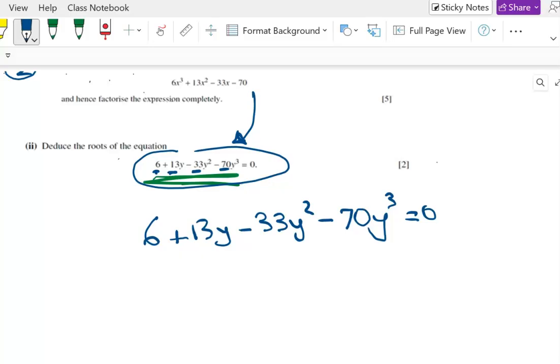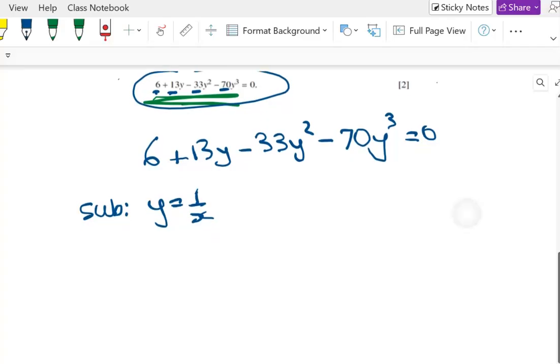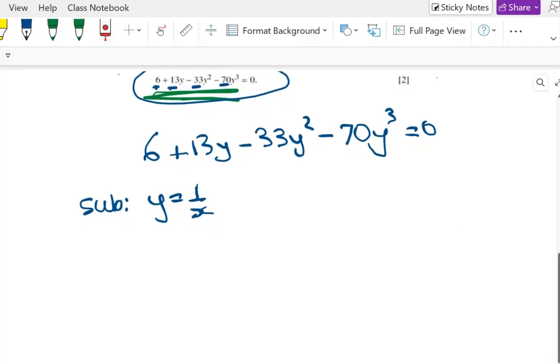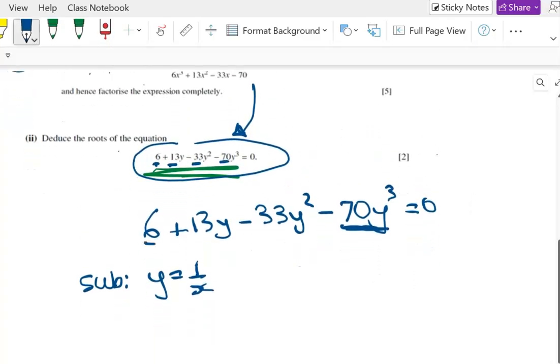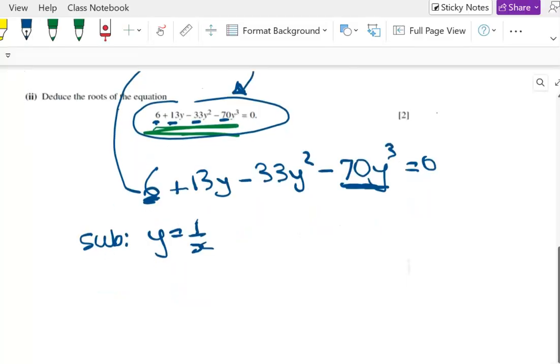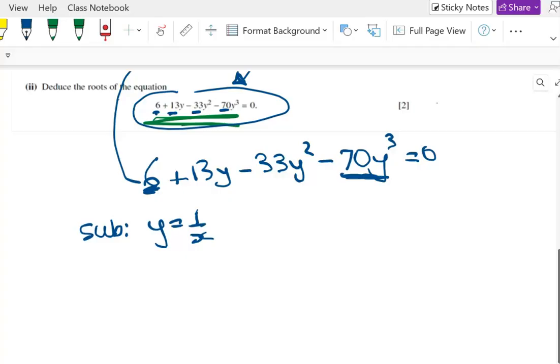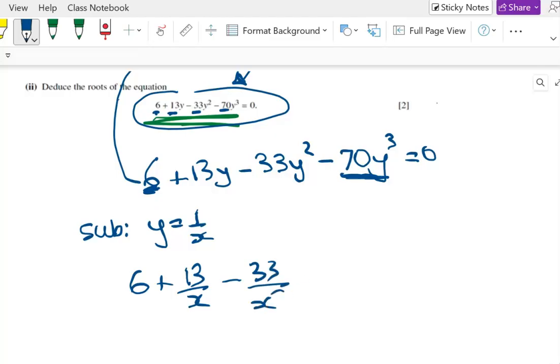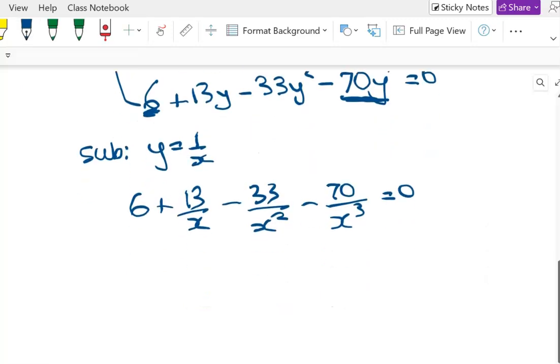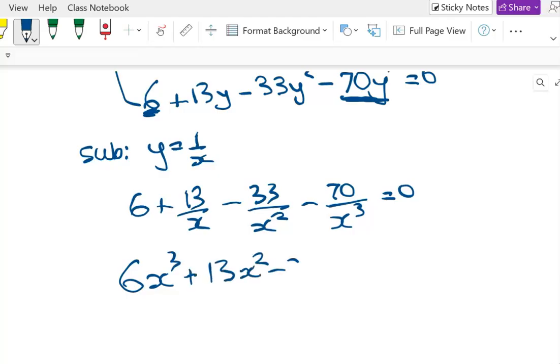So let's try substituting. Instead of having y, let's have 1 over x instead. So what I'm doing in here is I am just noticing the coefficient pattern, and I'm seeing this and thinking, well, really what I want to have is this 6 be my x cubed. So we'll try a 1 over x substitution and just see what happens. So now we're going to have 6 plus 13 over x minus 33 over x squared minus 70 over x cubed is equal to 0. I'm going to times everything through by x cubed, and look, we get back to what we had to start with.